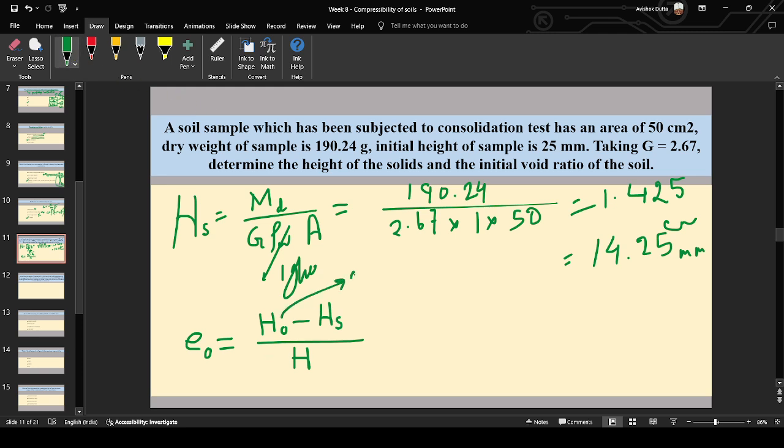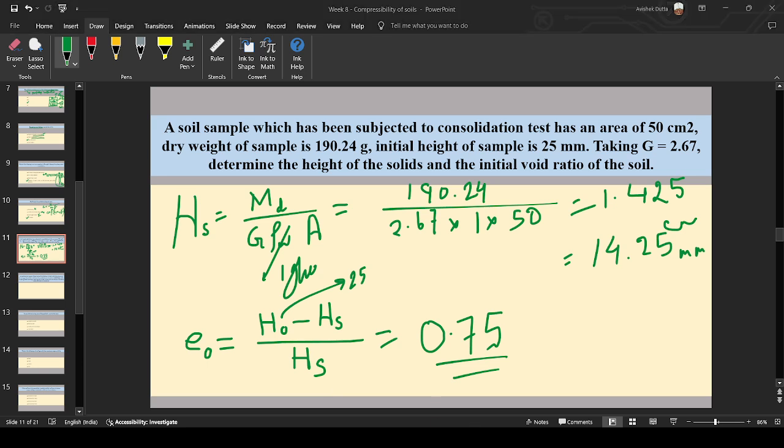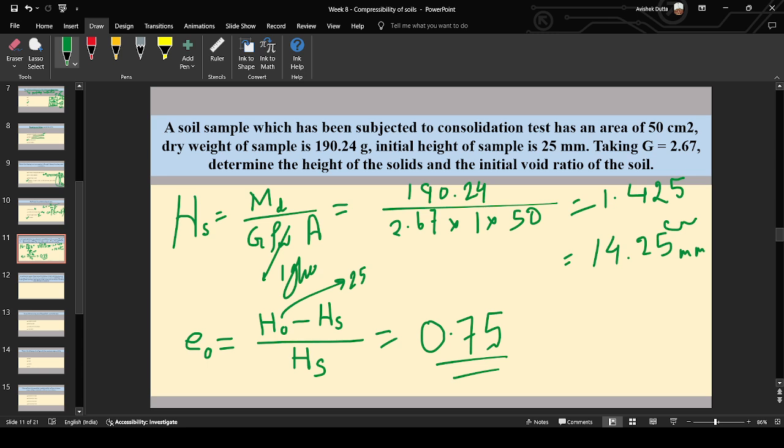I'll just write it over here again. So this one was 25. This is equal to 0.75. This is the answer. This is Hs. Share the screen.